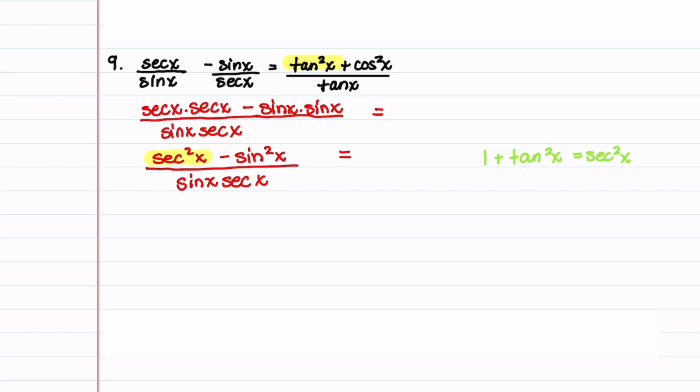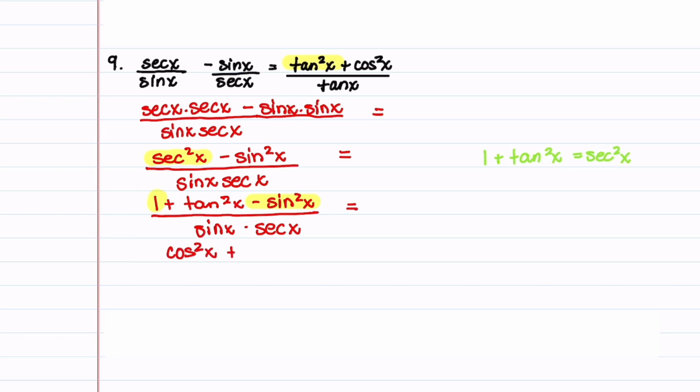So secant squared x is 1 plus tangent squared x minus sine squared x, all divided by sine x times secant x. Now we can see that we have a 1 minus sine squared x, and we know that that's cosine squared x, so let's plug that in. So we have a cosine squared x plus tangent squared x.